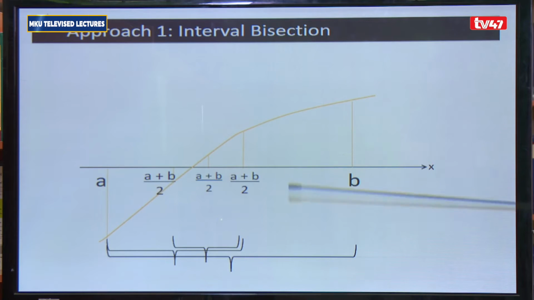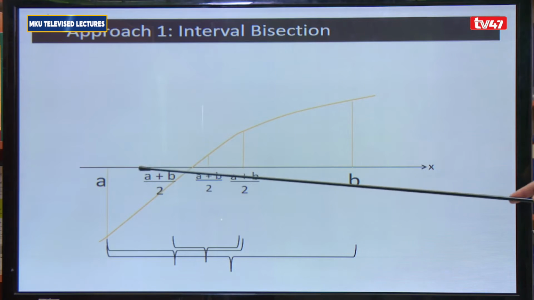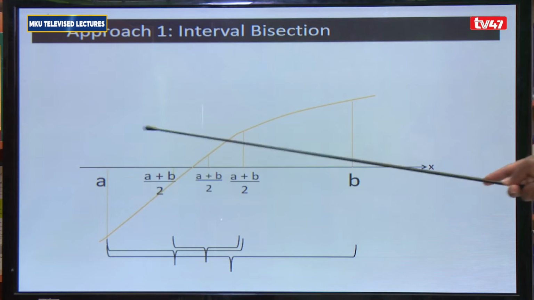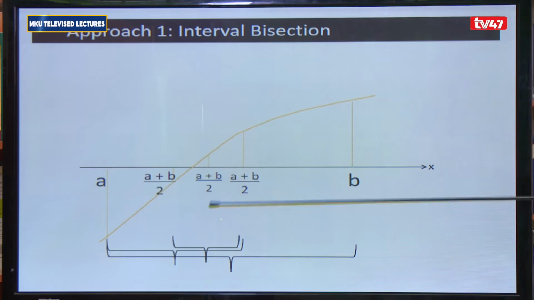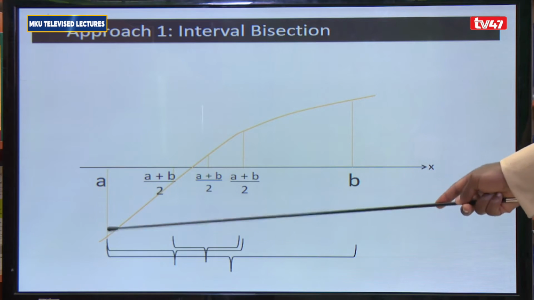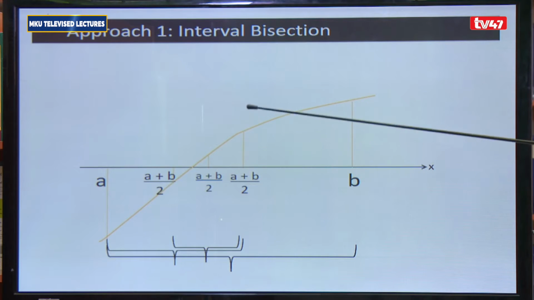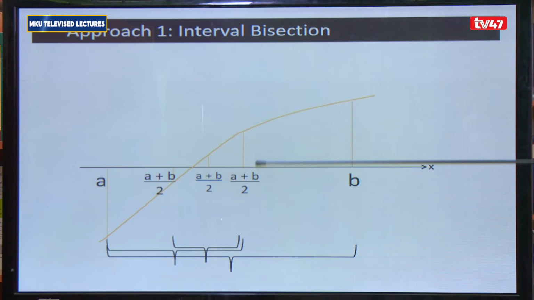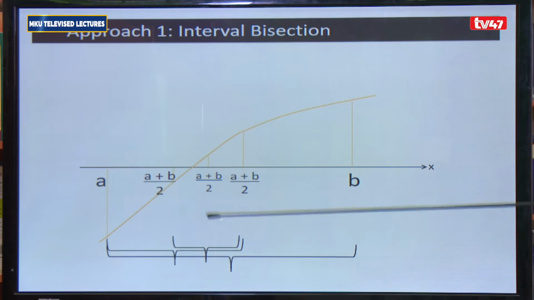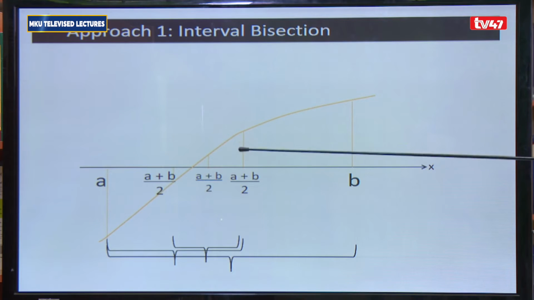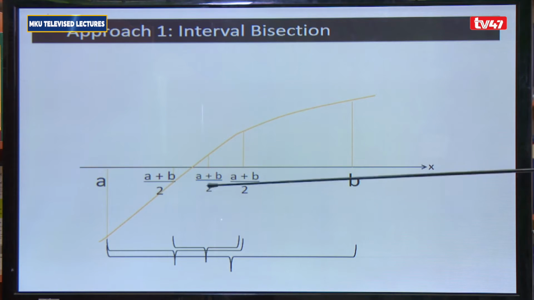So when we narrow down, such that we have (a plus b) over 2. Note that the first interval was this one. Then we have the second one. If f of (a plus b over 2) is positive, then we will consider f of a, which was negative, and the new f of (a plus b over 2), which is positive. And then we narrow down.